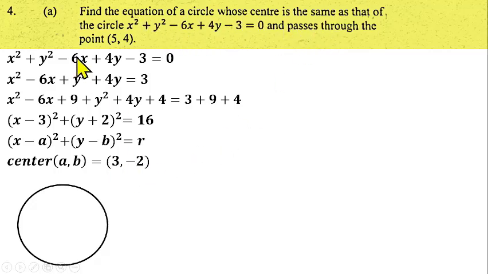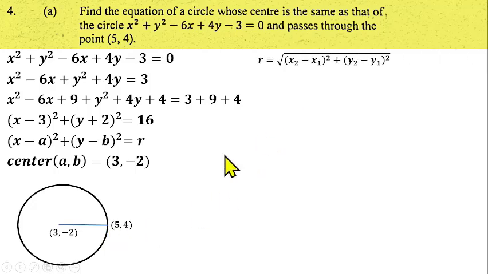So if this is the center of this circle, that means the center of this circle as well is going to be (3, -2). And we are told that this circle passes through (5, 4). So the coordinate of this point here is (5, 4). But we need the radius of this circle to be able to find its equation. The radius is the distance between this center and this point. So we can use the formula for finding the distance between 2 points to find the radius of the circle.